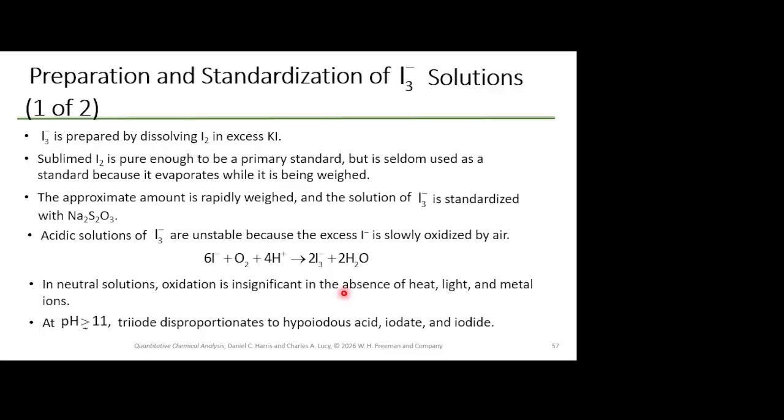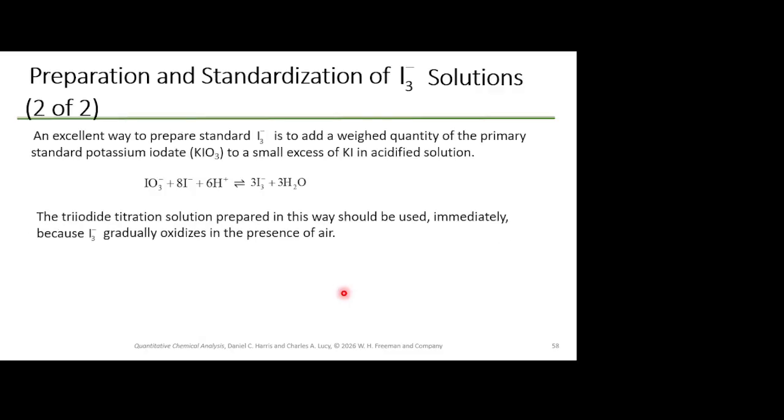In neutral solutions, oxidations can be insignificant in the absence of heat, light, and metal ions. And so they store fairly easy. At pH of greater than 11, the triiodide is actually going to disproportionate to hypoiodous acid, iodate, and iodide. And so it'll break apart the triiodide, actually. This is a really good way to make this.